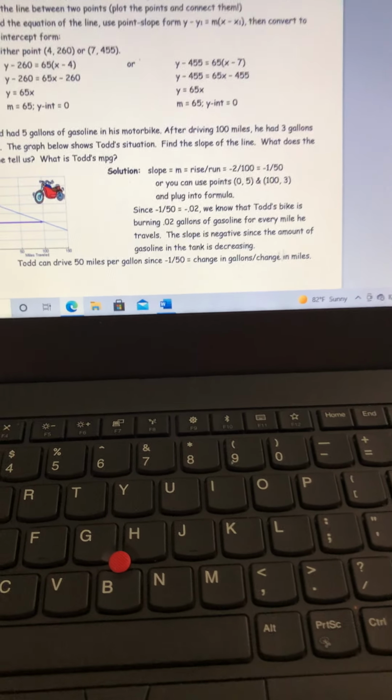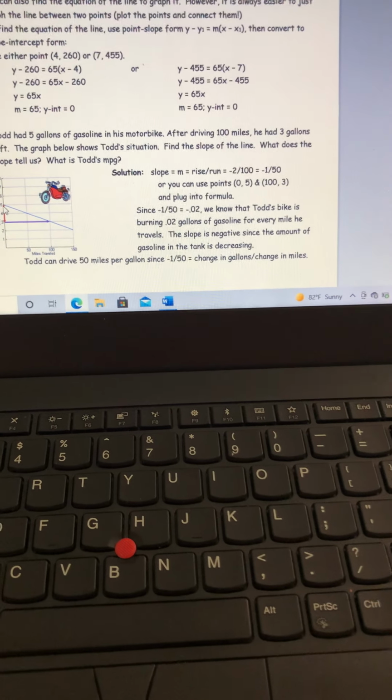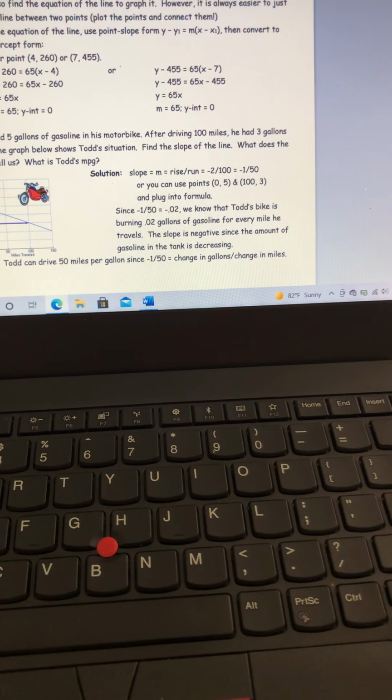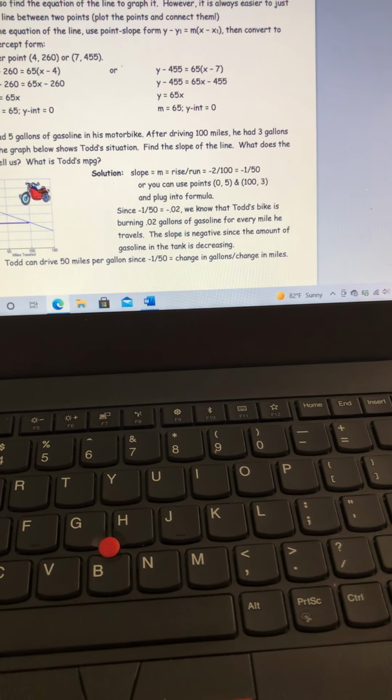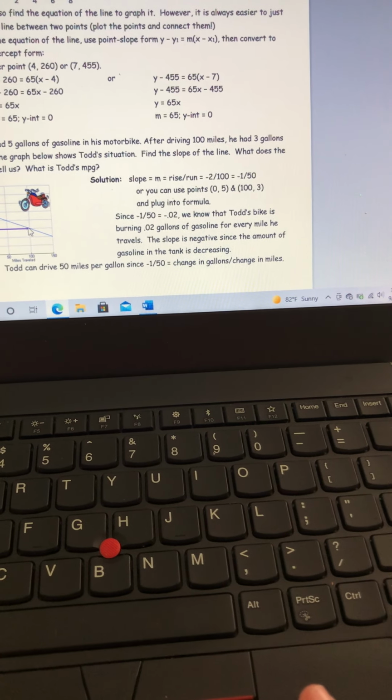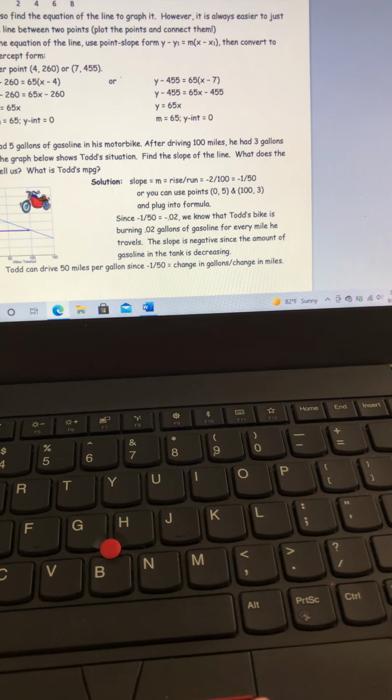So it gives us this graph here. It shows you at 5, that's where you start. He had at time 0, he had 5 gallons of gasoline. And then after driving 100 miles, he had 3 gallons of gasoline. So this is the gas in the tank.